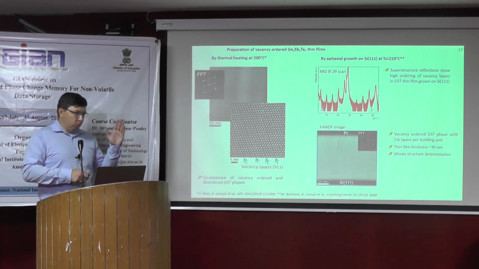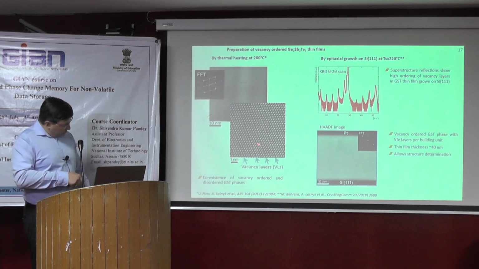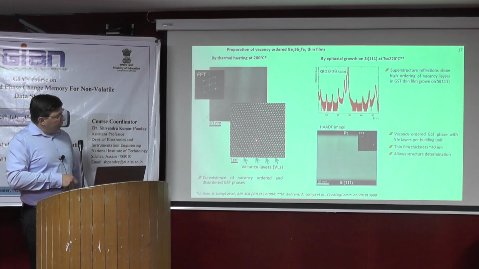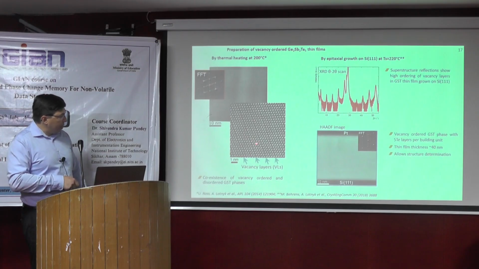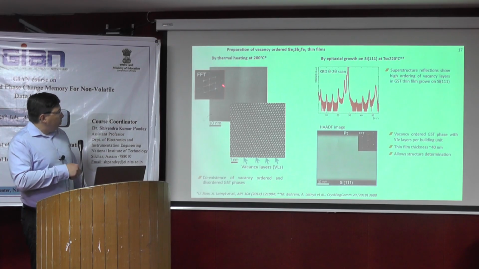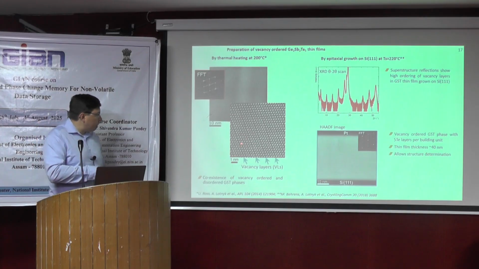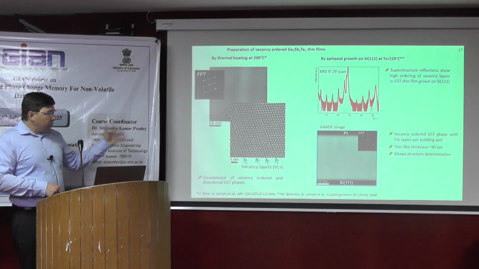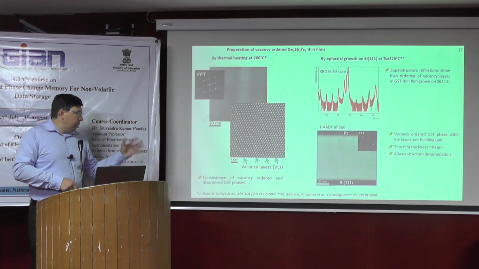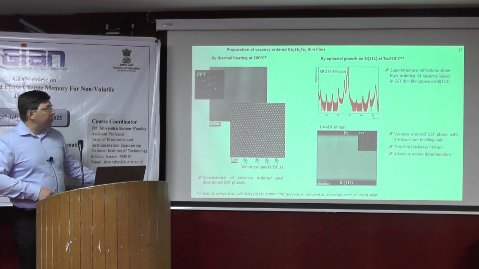Because this is a 2 to 5 composition, the building blocks in this phase consist of 4 or 5 tellurium layers. This example shows 1, 2, 3, 4, but here 1, 2, 3, 4. Okay, so some building blocks have 5 tellurium layers. This is 5, here 4, and so this is the new structure, the ordered vacancy layers.